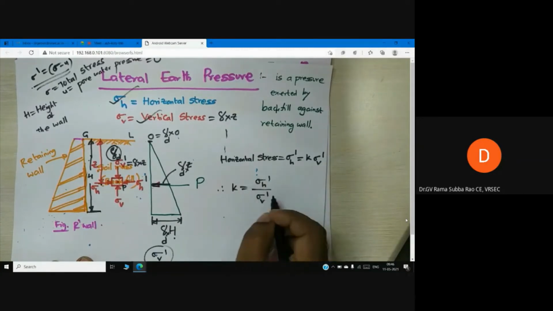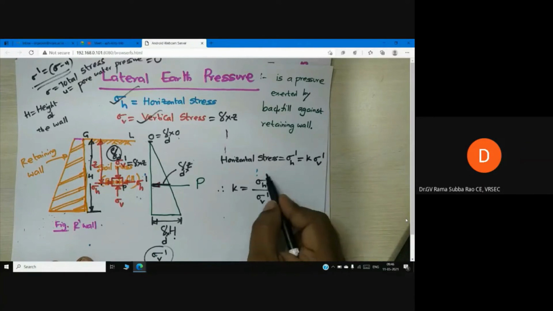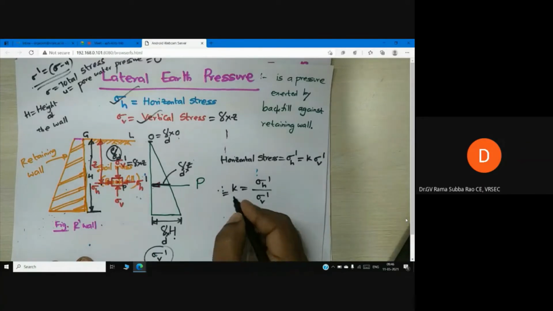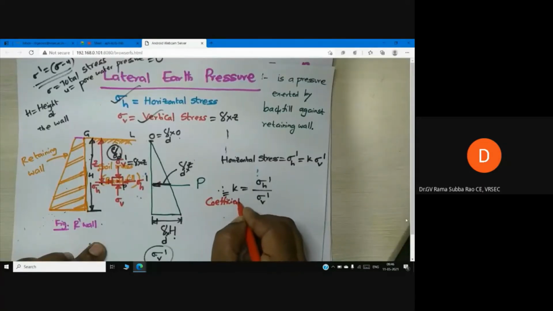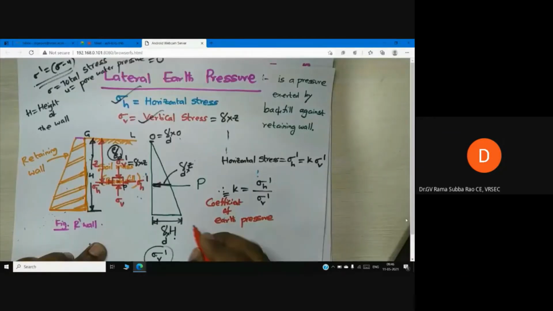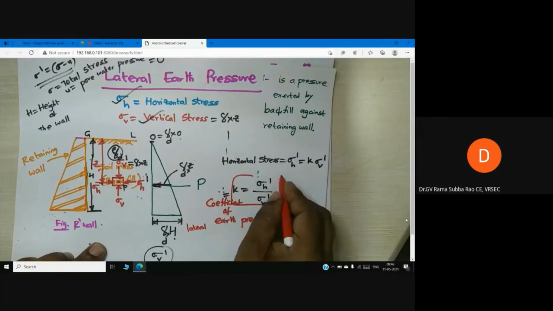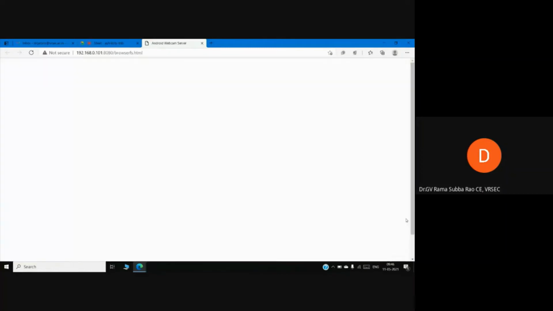Now someone can ask me, so what is K? K is a coefficient which relates this horizontal and vertical stress. Now K is called coefficient of earth pressure, coefficient of lateral earth pressure. So K is equal to sigma H by sigma V, strictly speaking, sigma H dash by sigma V dash.